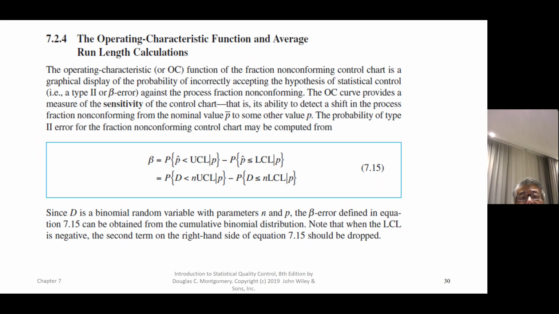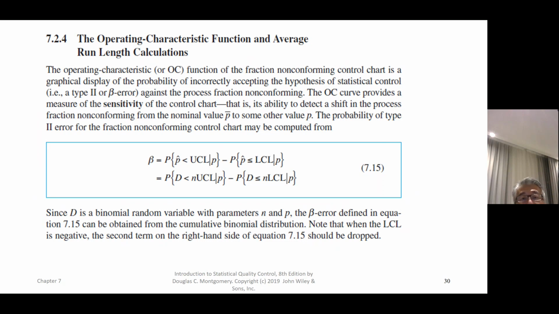That is to say, its ability to detect a shift in the process fraction non-conforming from a nominal value p bar to some other value p. If the p bar is set up, this is something we would like to test for different p. What is the corresponding type 2 error that will occur? The probability of the type 2 error for the fraction non-conforming control chart can be computed as beta equal to the probability that p-hat is less than the upper control limit minus the probability that p-hat is less than or equal to the lower control limit, under the assumption of the p in the null hypothesis.